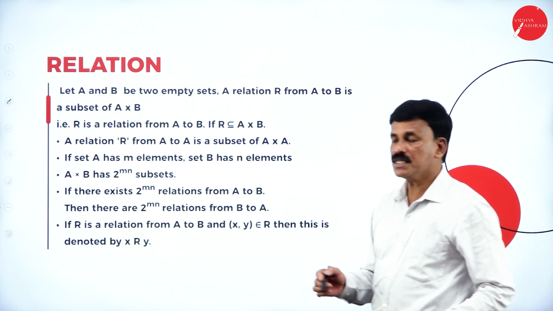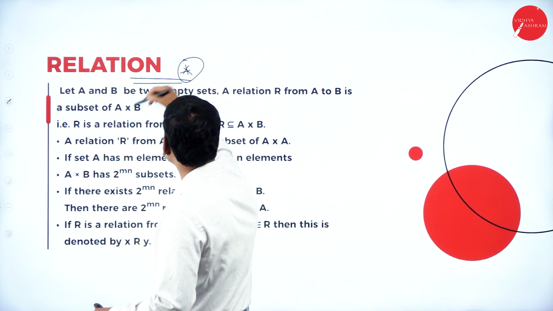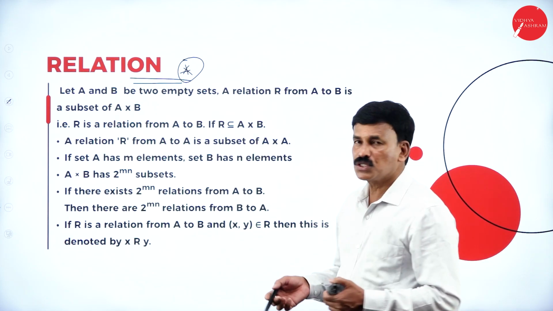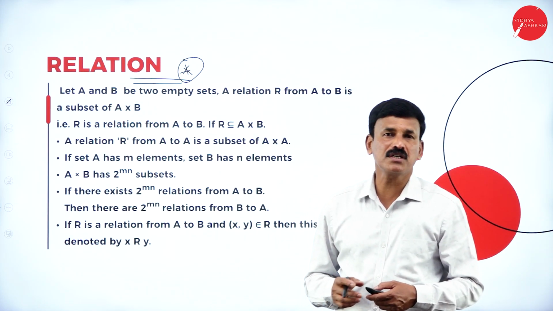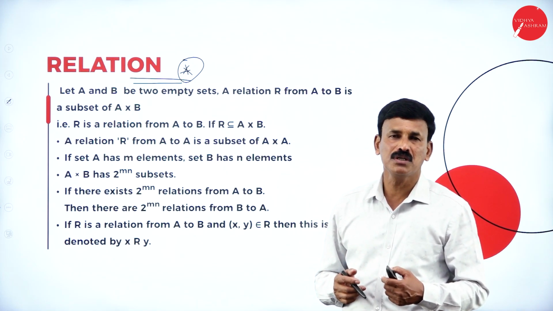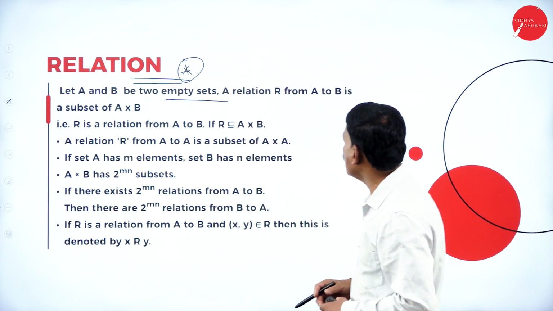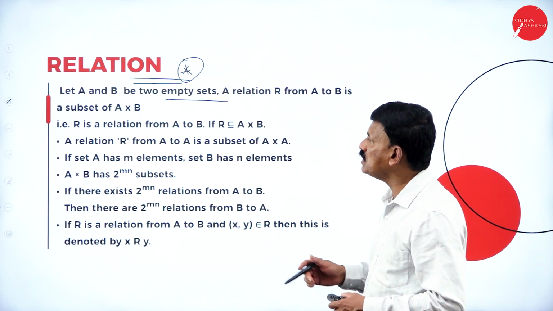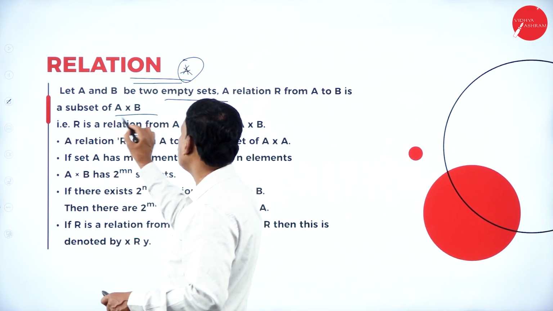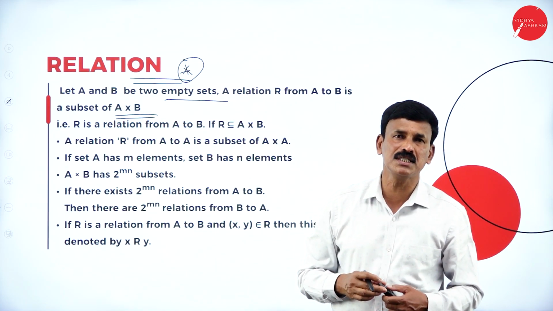Now let us come to the exact definition of a relation. What is a relation? This is a very important definition. A relation is a subset of the Cartesian product A cross B. If A and B are any two non-empty sets, then a relation R from A to B is a subset of A cross B.